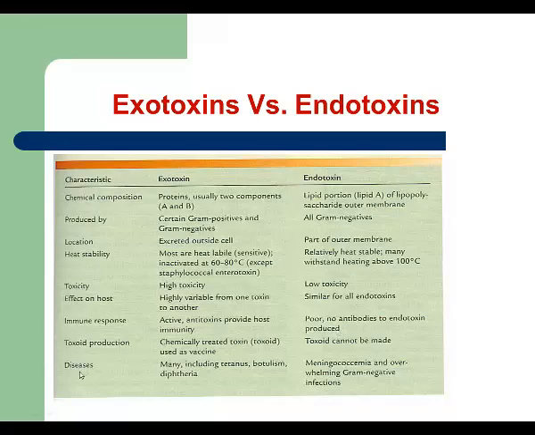And the last characteristic, diseases. A lot of pathogens are able to secrete exotoxins, and as examples we can use tetanus, botulism, diphtheria. An example of an infection where endotoxin might be released is meningitis.